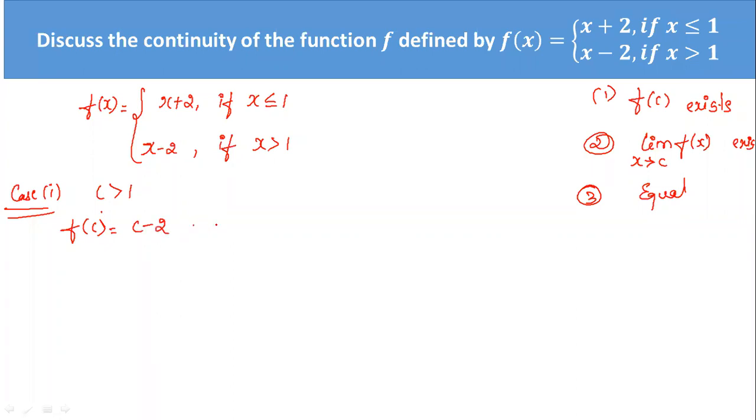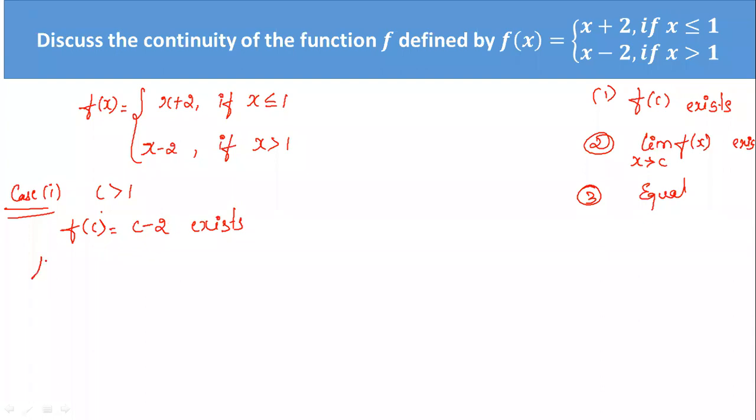Clearly c minus 2 exists because it is a polynomial and c is a real number which is greater than 1. c is a particular real number which is a finite number. c is a finite number which is greater than 1, and c minus 2, obviously it is a finite number. So f of c exists.